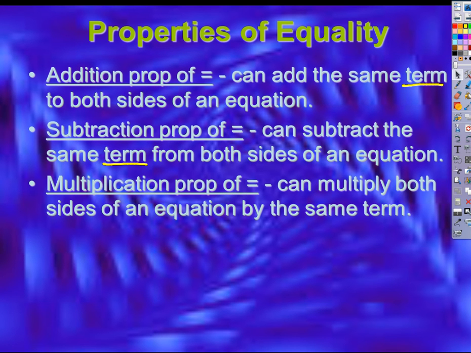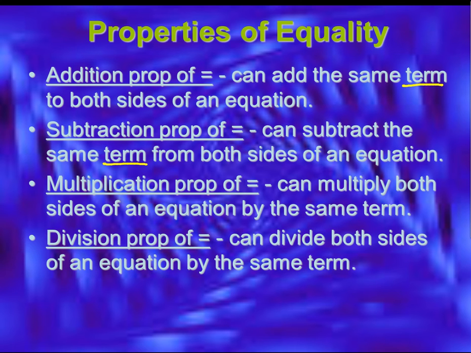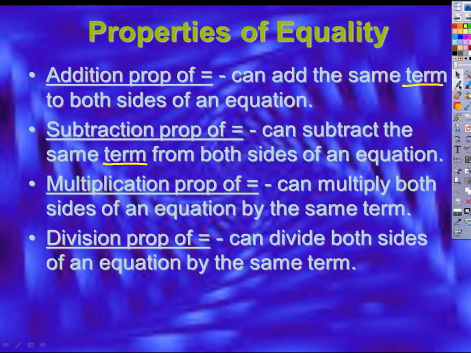We have two other properties. You might guess what they are. The multiplication property of equality and the division property of equality. And they both just say you can either multiply both sides of an equation or divide both sides of an equation by the same term. That's not the word that should be there. I borrowed this PowerPoint, and they made a mistake.